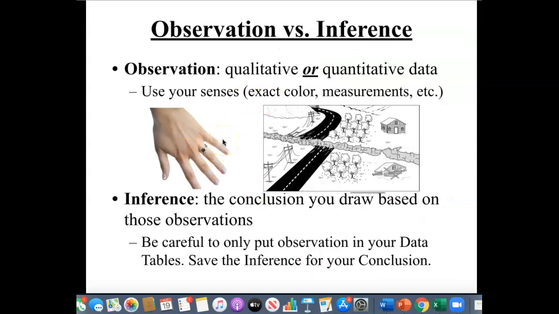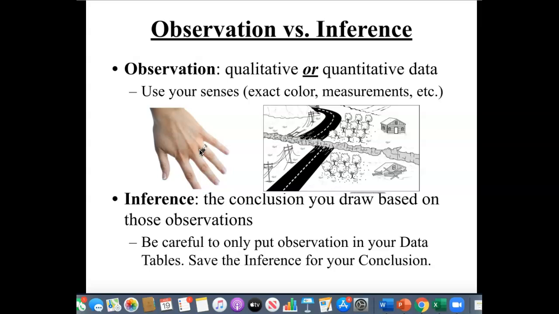Observation versus inference. An observation is something that you can use your senses for to actually see or smell or taste. It can be qualitative or quantitative, but you have to be able to actually use your senses to gather that information, right? So we could obviously see that there is a ring on this finger. We can count the number of fingers this person has, things like that. Those are observations. But an inference is a conclusion that you draw based on your observation. So when I look at this hand, I might think that this person is engaged or married because of the ring on the ring finger.